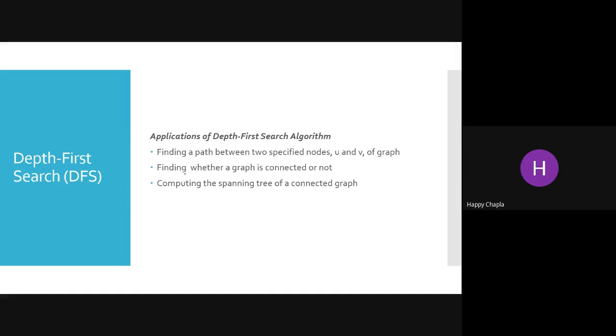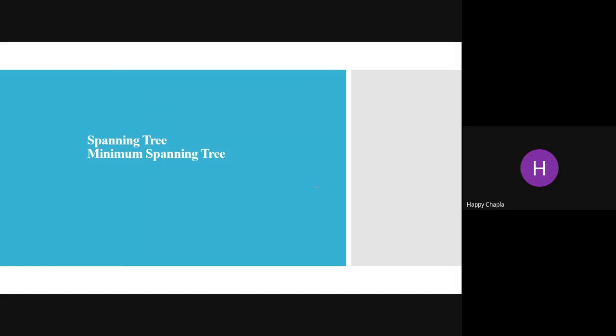Okay, what are the applications? Finding a path between two specified nodes u and v of a graph, finding whether a graph is connected or not, and computing the spanning tree of a connected graph. Now what is a spanning tree and how can you find the minimum spanning tree of a particular graph? We will see it. Okay, now what is a spanning tree and what is a minimum spanning tree?